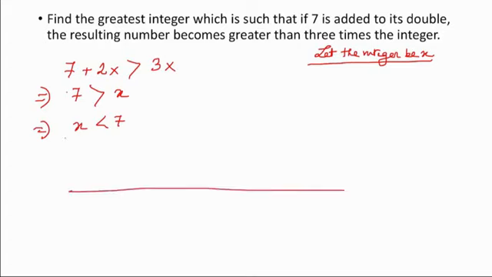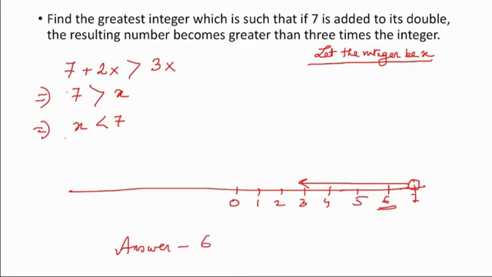So x is less than 7, if we plot it on a number line, so it will take the value. So if this is 0, 1, 2, 3, 4, 5, 6 and 7, it cannot take the value of 7, but it can take any value that is less than 7. So here we'll put it as an open circle, and we indicate an arrow on the left side of this number line, and the greatest integer that it can take, as we can see, is 6. So the answer for this question is 6.